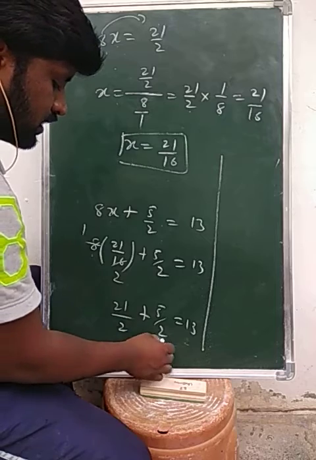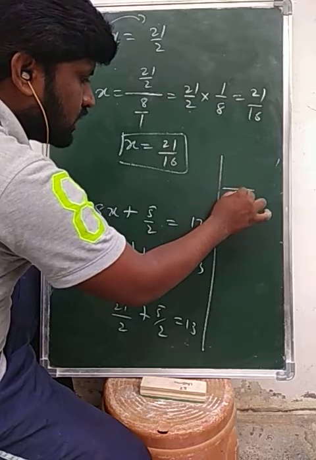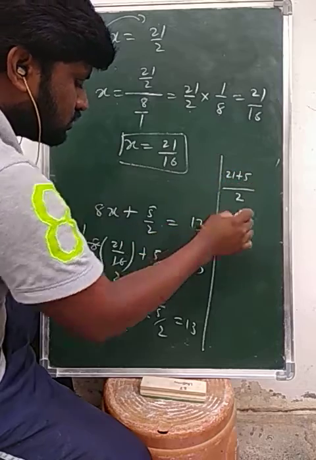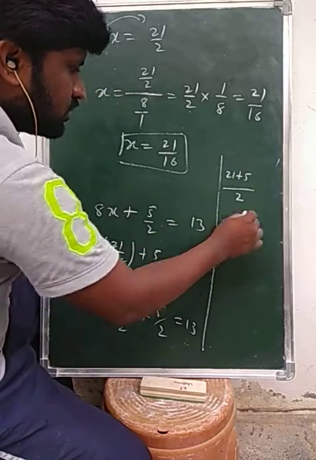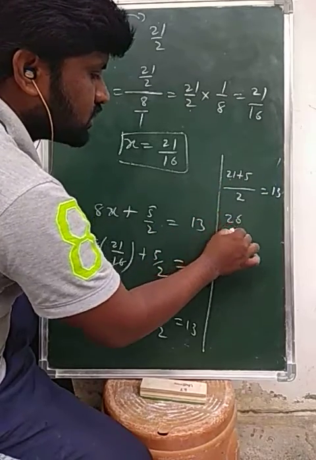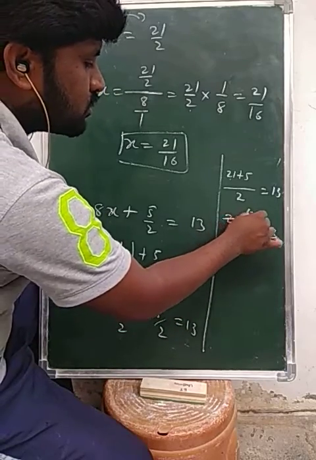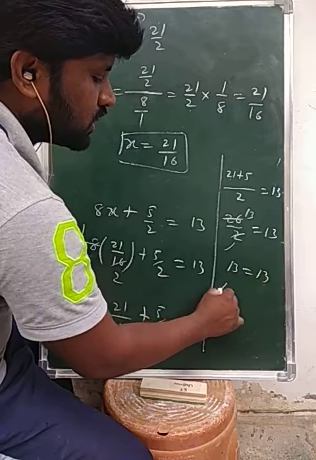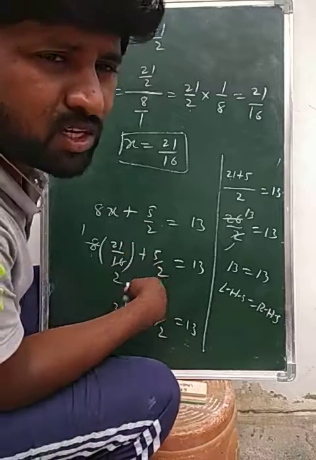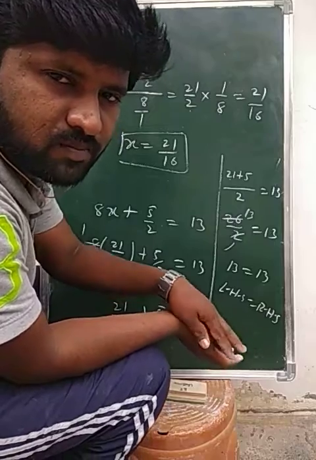Now I get the LCM. Here there are the same denominators: the denominator is 2, the denominator is 2. So we get LCM as 2 and we just add the numerators, because the denominators are the same, equals 13. 21 plus 5 means 26 by 2, equals 13. 2 1s are 2, 13s are. 13 equals 13. Clearly LHS equals RHS. So like this you solve the remaining problems in exercise 1 first main. Okay, students? Thank you.